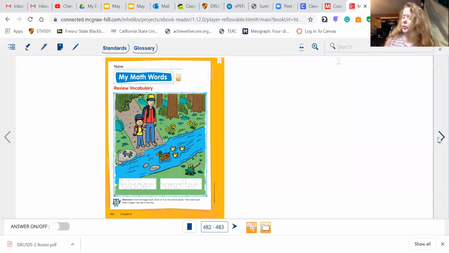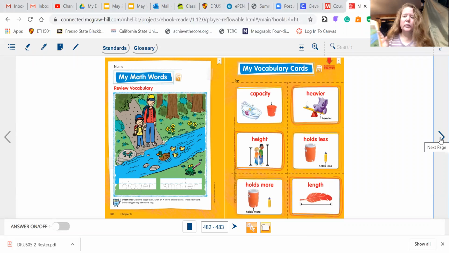Okay, on to the next part. This is just a vocabulary review before we start the next ones. They need to trace bigger, smaller. Ladies and gentlemen, I want you to help your parent teacher by finding something that is bigger and something that is smaller. Okay, say this is bigger, this is smaller. Okay, so this is bigger than this.